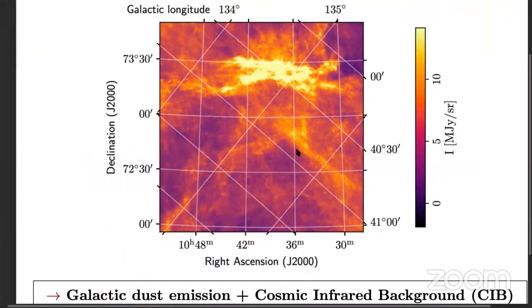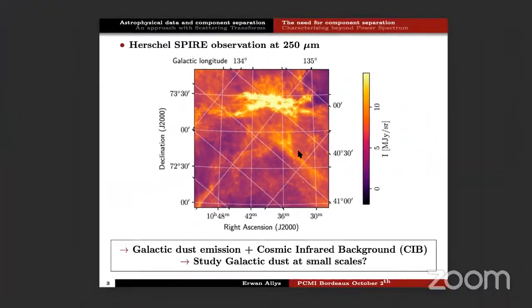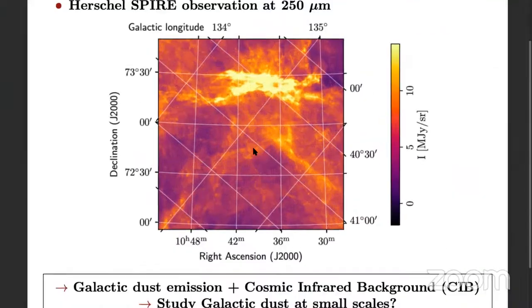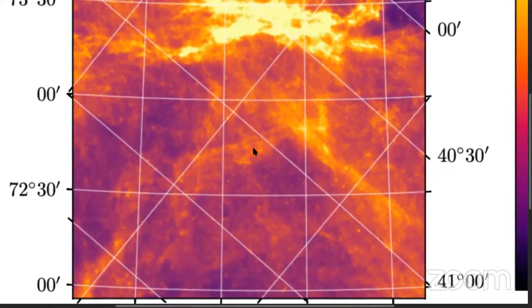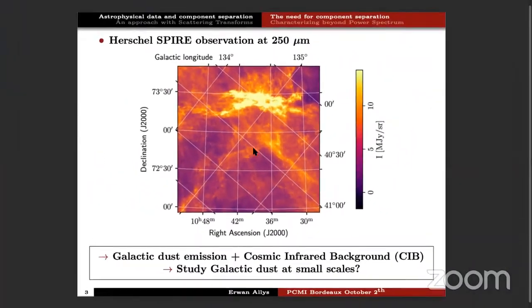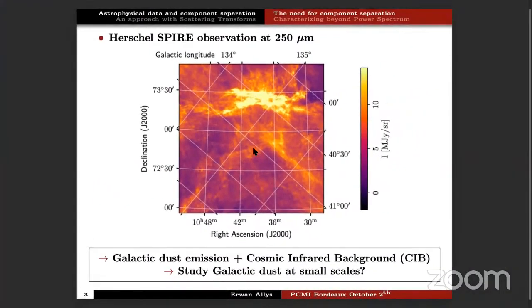And you have also this diffuse background. In this image, we have this combination of galactic dust emission and cosmic infrared background. The cosmic infrared background can be seen as a contaminant if we want to study the galactic dust at small scales. So the idea is, how can we study statistical properties of this galactic emission without being contaminated by the cosmic infrared background?